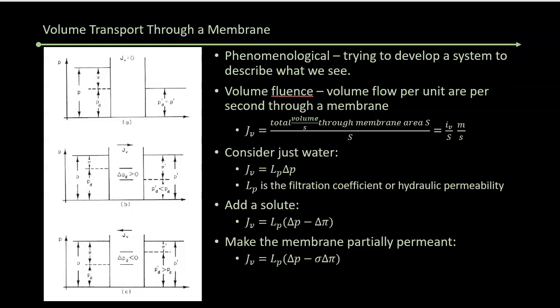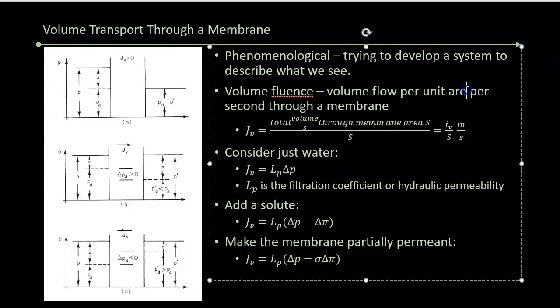All right, so in volume transport, the important thing is volume fluence, the flow per unit area per second through a membrane, right? And this is just volume per second through a membrane, area S, divided by the area S. And if we look at just water, we can write this as our volume fluence is the filtration coefficient, or hydraulic permeability, times the difference in pressure.